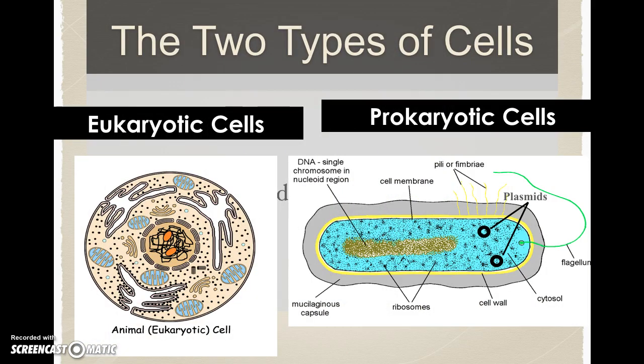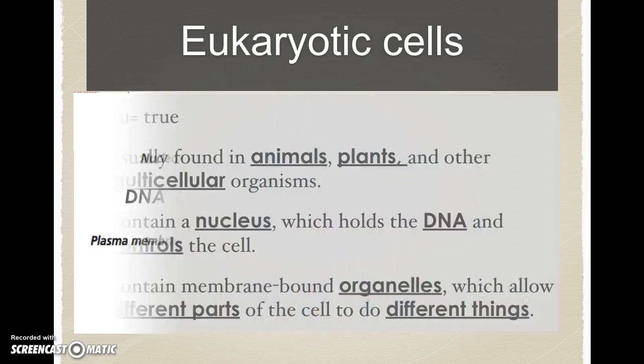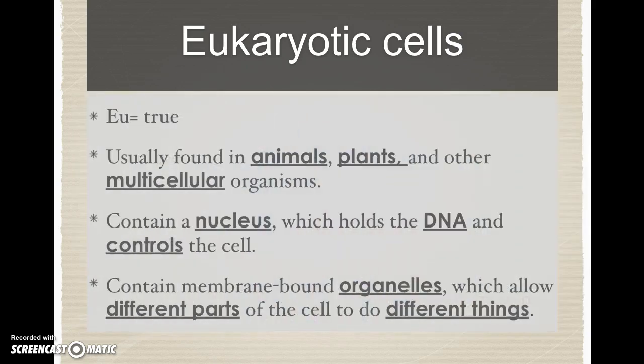Now there are two types of cells. There are eukaryotic cells, and there are prokaryotic cells, and we're going to differentiate them today. The eukaryotic cells have a nucleus, nucleolus, DNA, plasma membrane, and organelles. Eu means true, so it's a true nucleus. It's usually found in animals, plants, and other multicellular organisms. It contains a nucleus, which holds the DNA and controls the cell. It also contains membrane-bound organelles, which allow different parts of the cell to do different things.